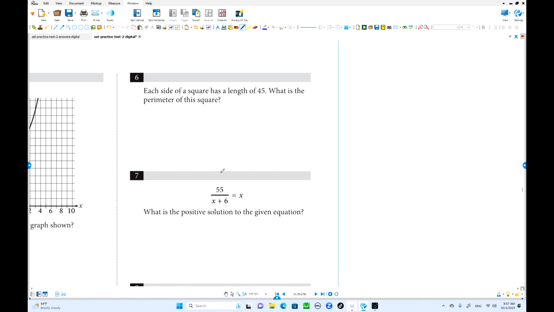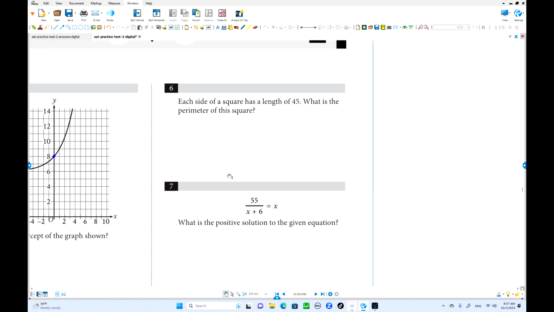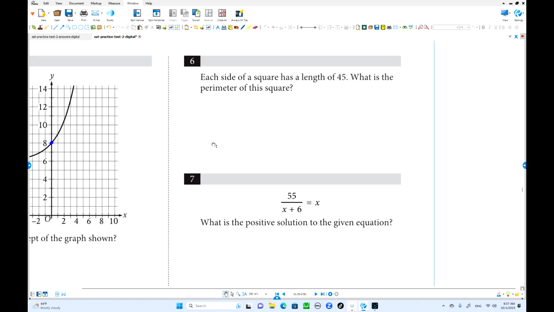Here is number 6. Each side of a square has a length of 45. What is the perimeter of this one? Times 4, okay? 45 times 4 is what? 180 is the perimeter.